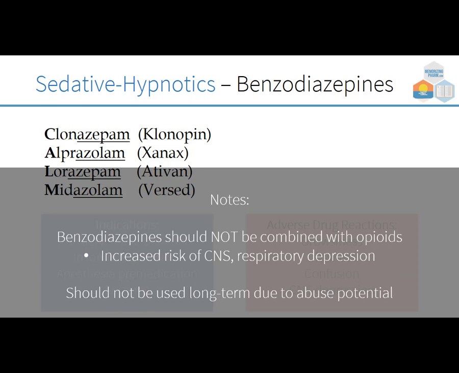Here's a note, though. Benzodiazepines should not be combined with opioids. It increases the risk of CNS or respiratory depression. And they shouldn't be used long-term due to abuse potential. If you have to combine them in some way, we're going to need to make sure that the patient has naloxone, just in case there's some kind of overdose situation.